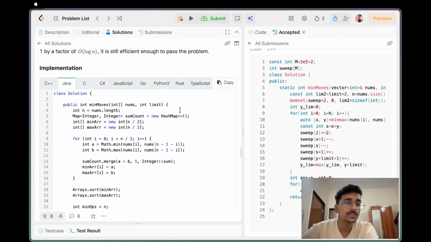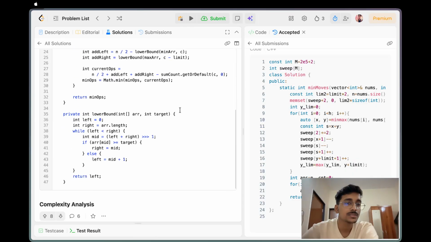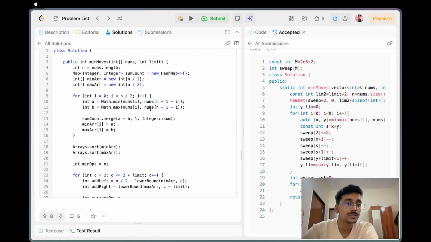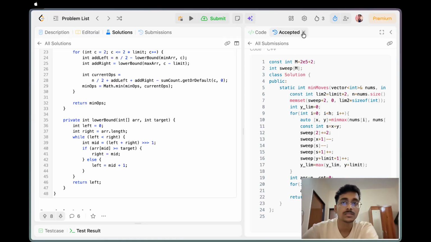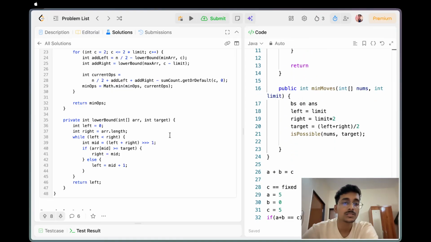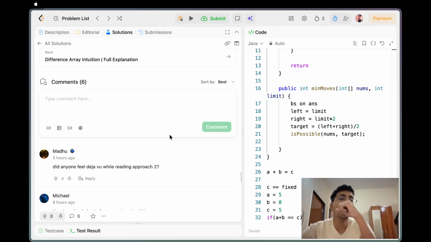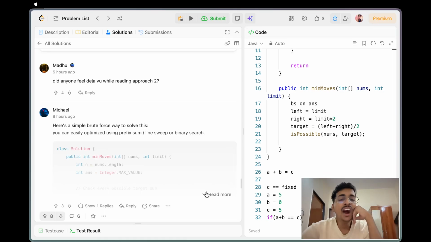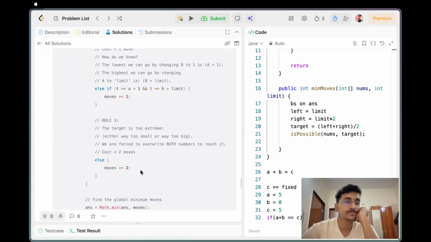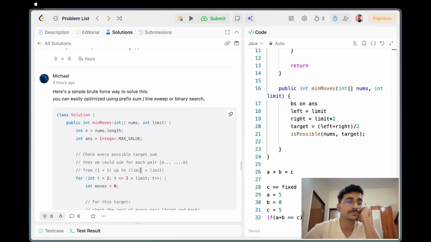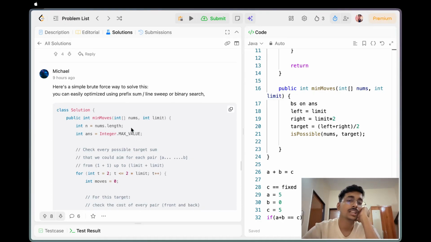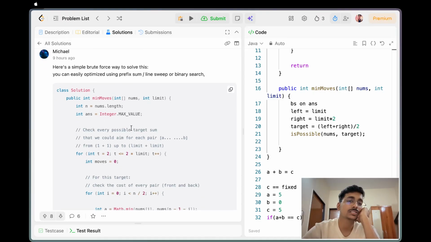What is this? This is pure difficult. Here is a simple brute force way to solve this. You can easily optimize by prefix some line sweep on binary search. This is the first time I heard this term.